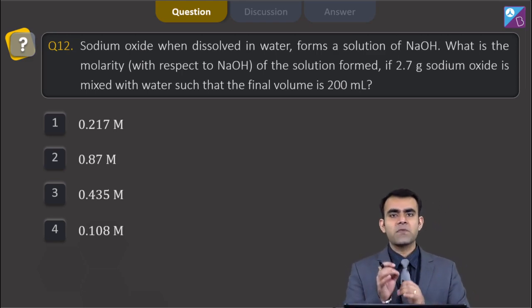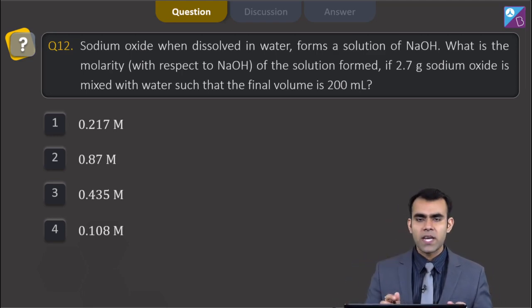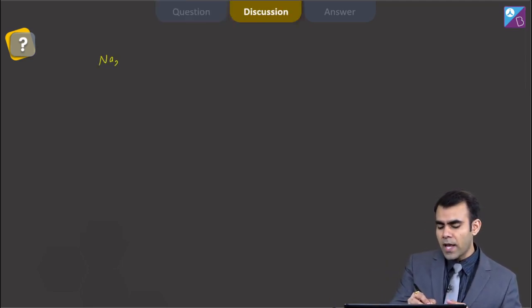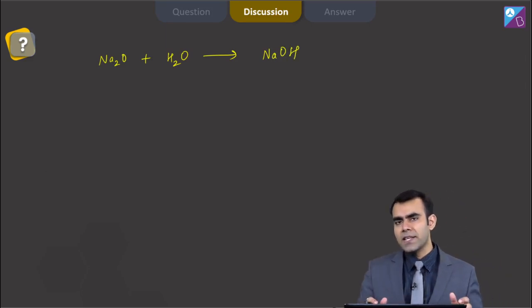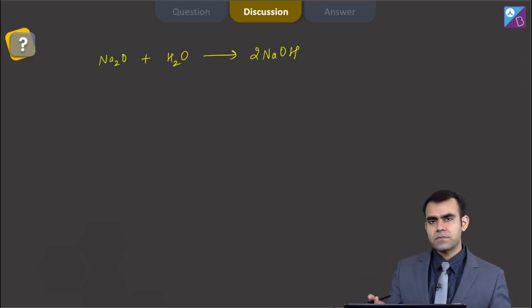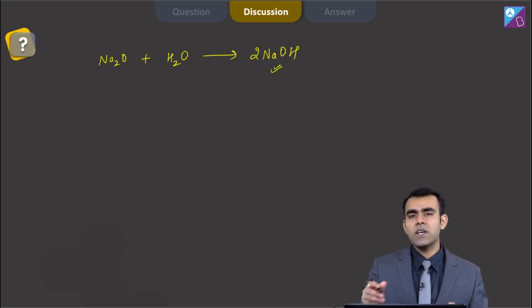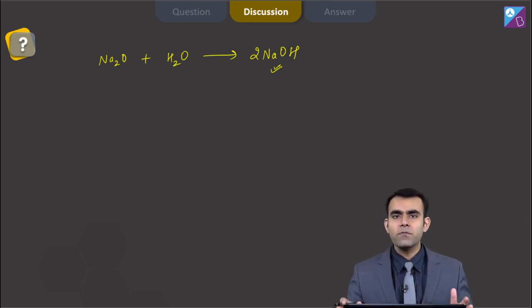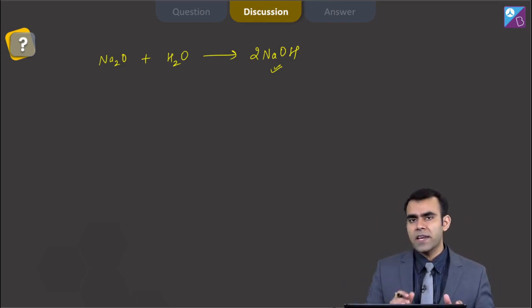Now here first we need to know the reaction when Na2O, that is my sodium oxide, reacts with water. Now we know Na2O reacts with water and forms NaOH, and if I do the balancing then we get 2 here. Now we need to know the molarity of NaOH formed, but before knowing the molarity we need to know the number of moles of NaOH, and for knowing moles of NaOH I need to know the moles of Na2O.